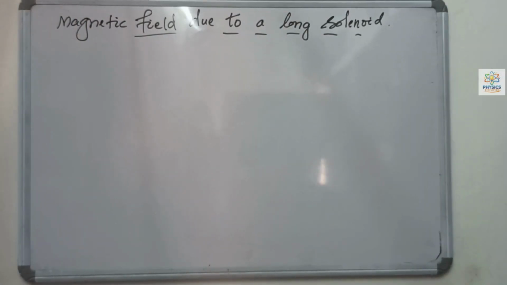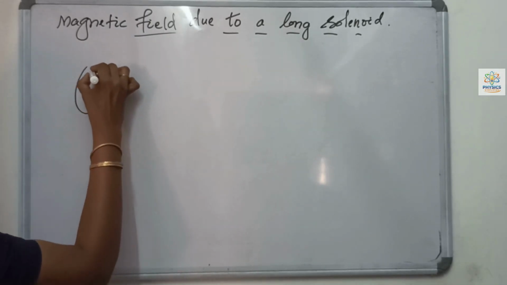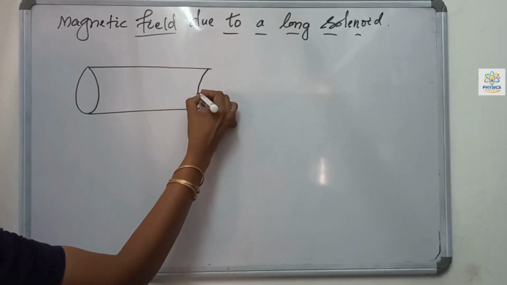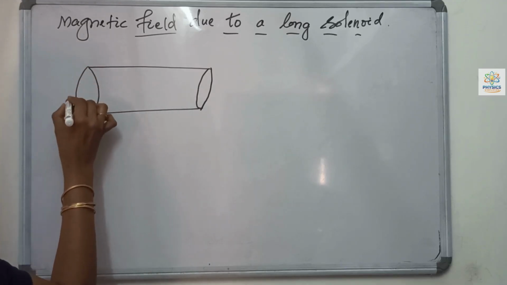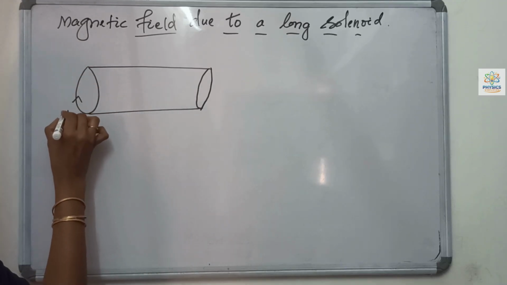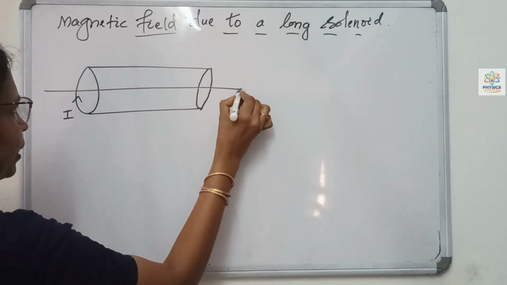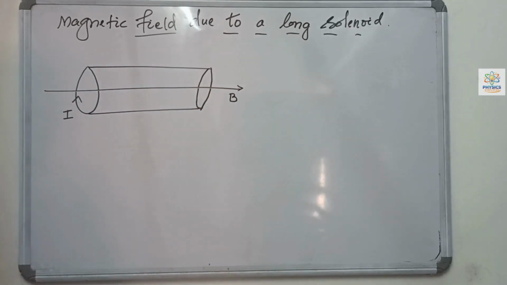The topic is magnetic field due to a long solenoid. Here you have to consider a solenoid. Let us draw the diagram like this. Let I be the current flowing through the solenoid. A uniform magnetic field can be produced only inside the solenoid. Outside the solenoid, the magnetic field is 0.